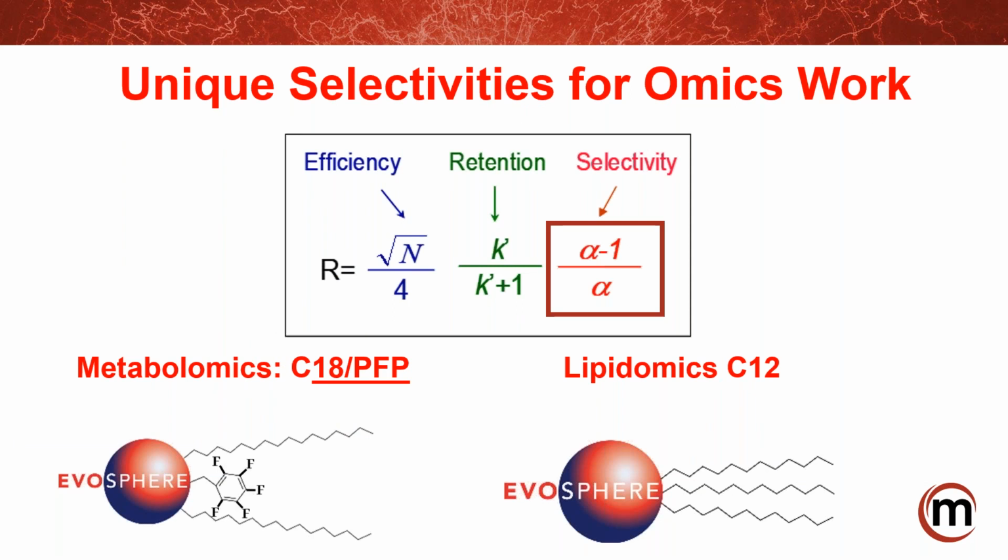So this is again the resolution equation, and what we're going to hone in on is the selectivity term. And the selectivity term, if you go back, it's almost linear to resolution. And so that gives you a lot of advantages. The column we chose for the metabolomics work is because you have a lot of small molecules there that are similar. So we chose the C18PFP because it has regioisomer selectivity. For the lipidomics work, we have a novel selectivity called C12. The C12 creates a very hydrophobic environment. And so we're going to show how that is applied there.